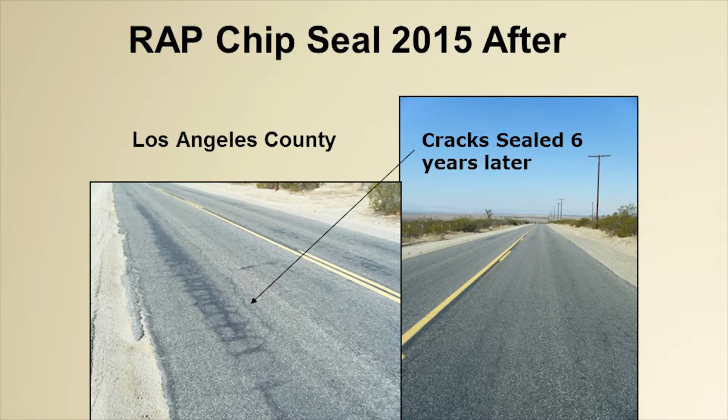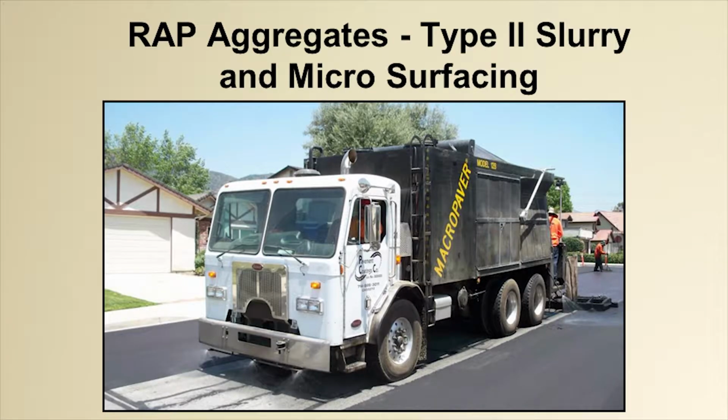And this is actually now about 7 years later. You can see that it's filled the cracks. You can see them, they reflect through. But this chip all the way down has now prevented moisture infiltration and bought them at least 7 years on this project. You pull out the chips, you have this fine aggregate from the RAP that you can use in slurries and microsurfacing. And we just make a type 2 aggregate source right now.